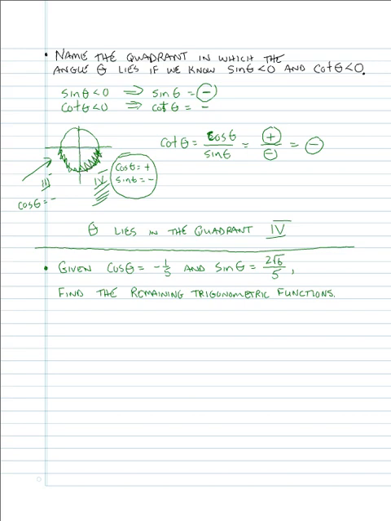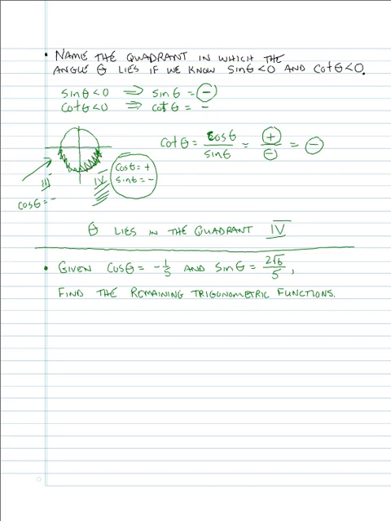So in this next problem, as you see, we're given some information that the cosine of theta is negative 1/5, and the sine of theta is 2 times the square root of 6 divided by 5, and we're to find the remaining trigonometric functions. Now the big issue here, of course, is we don't know what the angle theta is. We don't know that. But that's not really the issue at this point.